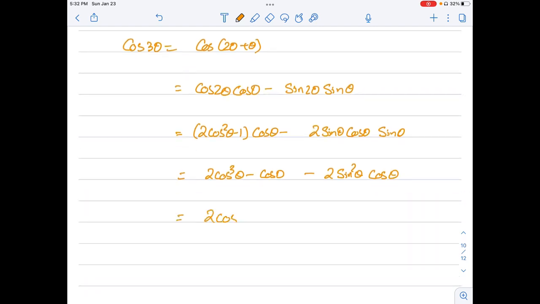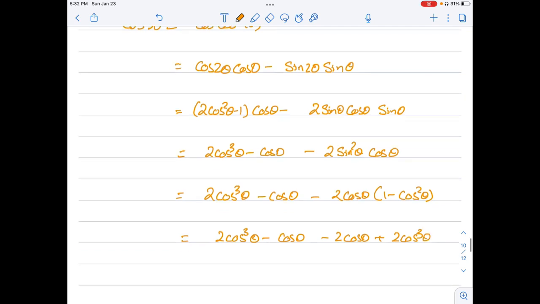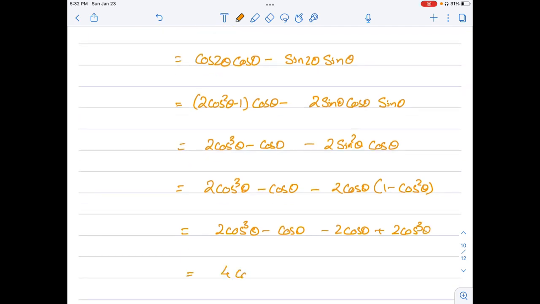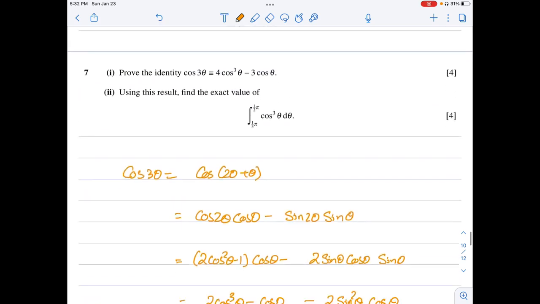So it becomes 2 cos cube theta minus cos theta minus 2 cos theta times sin square theta, which is 1 minus cos square theta. So it becomes 2 cos cube theta minus cos theta minus 2 cos theta plus 2 cos cube theta. So 2 cos cube theta, 2 cos cube theta add up, it becomes 4 cos cube theta minus 3 cos theta. That's going to be the answer.